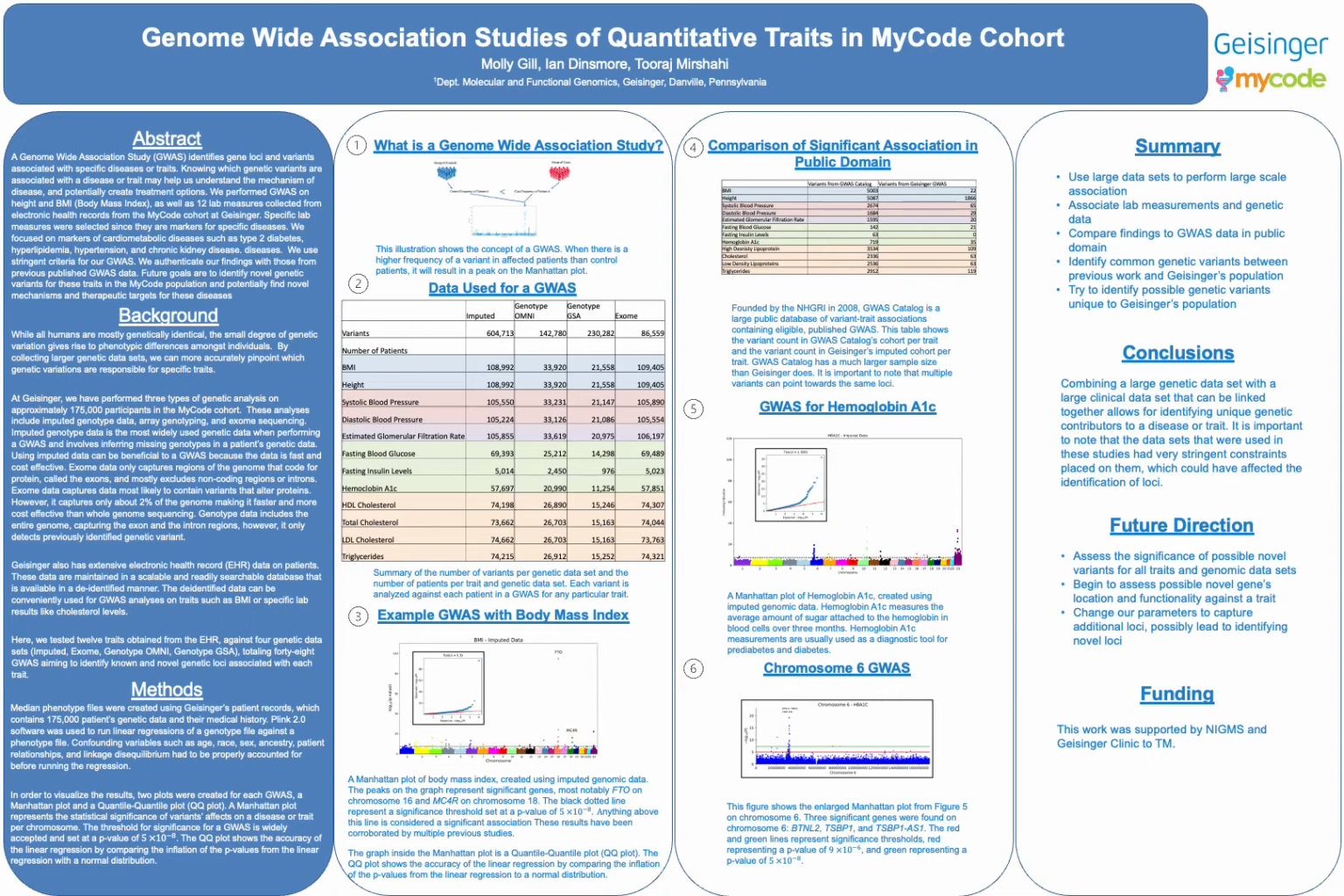In summary, I performed GWASs on multiple traits in the MyCode cohort, and found many genetic loci that are associated with those traits. We conclude that combining a large genetic data set with clinical data allows for associations, which can help us understand the basis for these diseases.